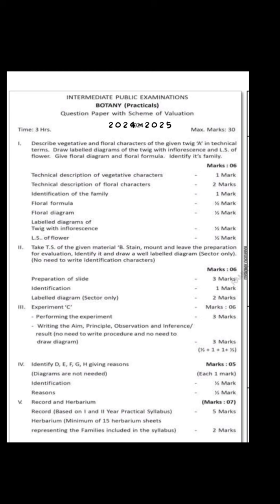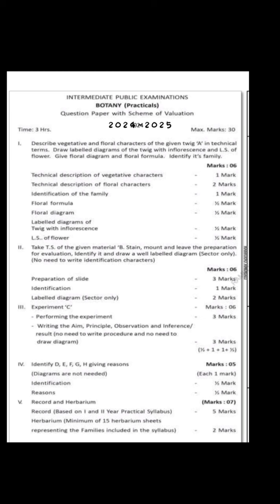Third section consists of 4 experiments, that is potato osmoscope, plasmolysis, cobalt chloride paper method, and paper chromatography. Whereas fourth section consists of slides and specimens, and fifth one record, herbarium and viva.